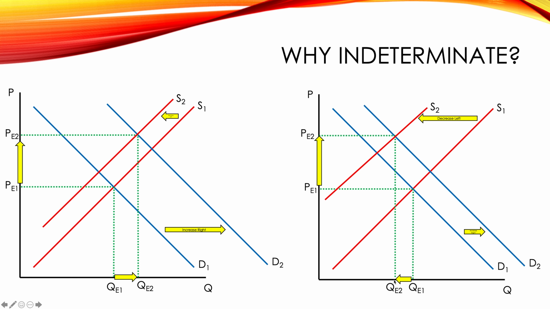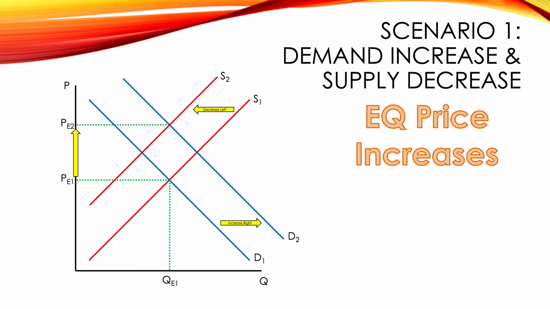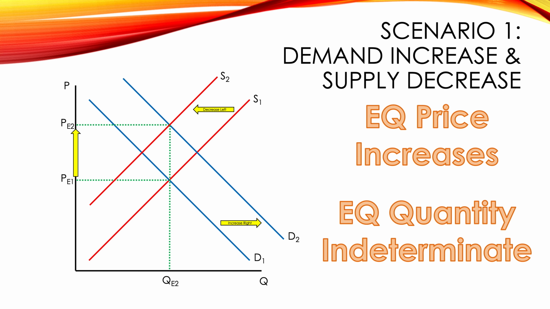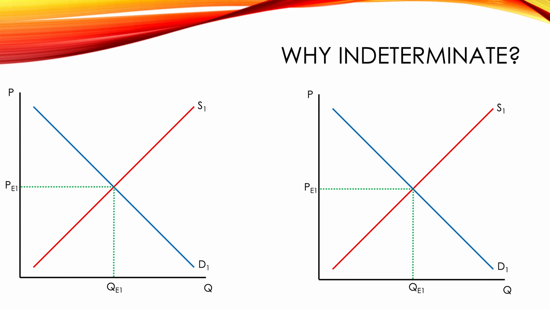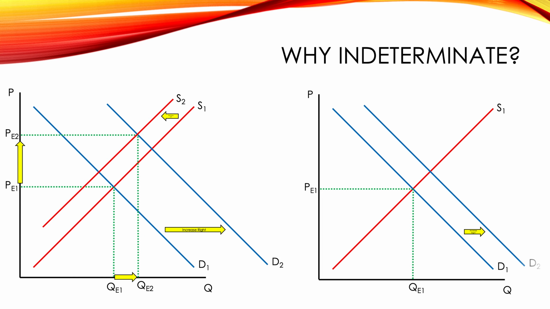So that's why in the previous slide, we said that the quantity would be indeterminate, because unless we know how much each of the two curves shift, we can't say, just given this one increases and this one decreases, what would happen to quantity. Because again, in this situation, the quantity increased. In this situation on the right, the quantity actually decreased. So what would happen to quantity depends on which shift is bigger, the demand shift or the supply shift.